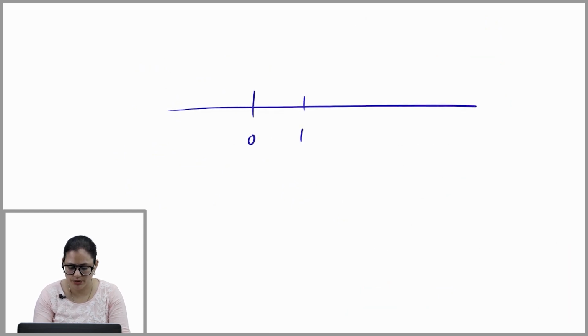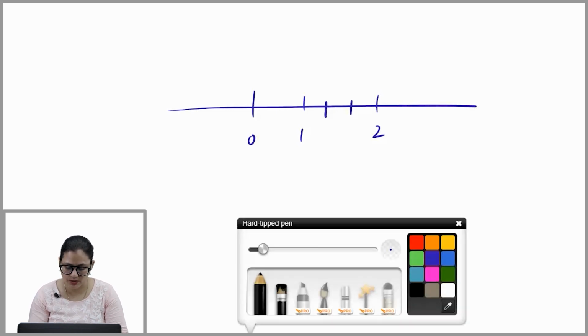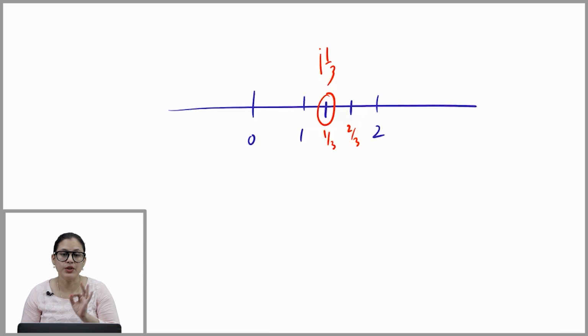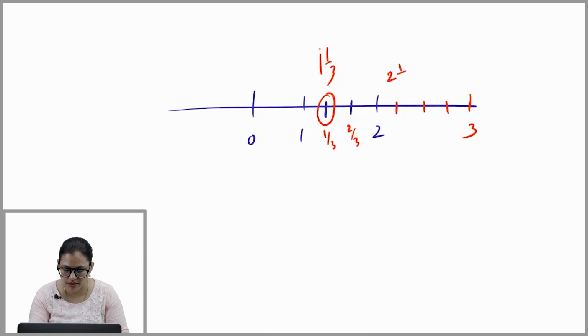0, 1, 2. Okay, you have to divide this part into 3 equal parts. So this part represents what? This is 1 by 3, this is 2 by 3. Okay, so 1 whole 1 by 3, this part is 1 whole 1 by 3. Similarly, you have to represent 2 whole 1 by 4. Now, what will you do? You will divide the gap between 2 and 3 into 4 equal parts. Okay, this is 3. 1, 2, 3 and 4. And you have to mark 2 whole 1 by 4. See, this is 2 and this is 2 whole 1 by 4. Similarly, you will locate 3 whole 7 by 10.